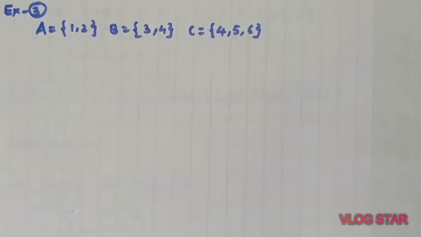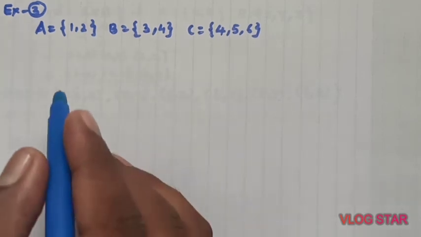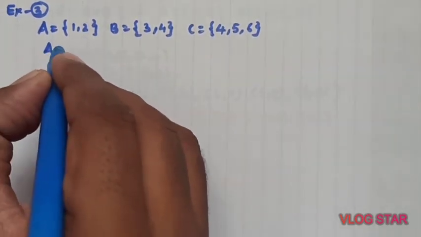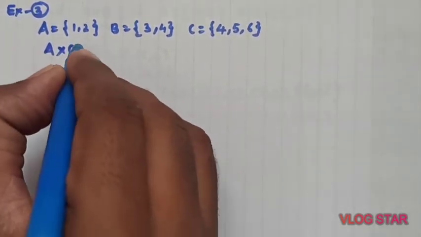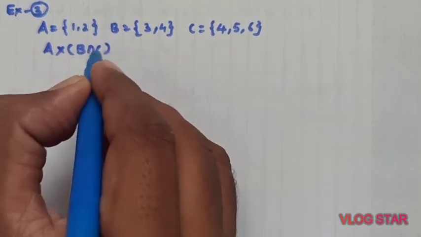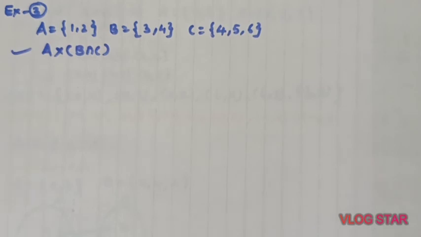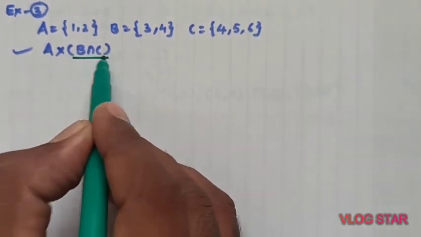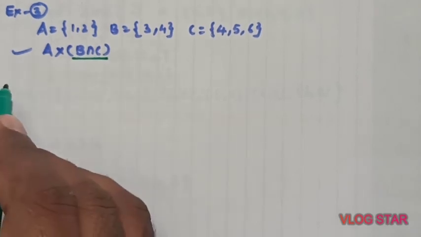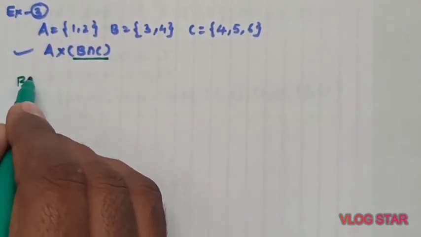We will check one more example where we have A, B and C and we are supposed to determine Cartesian product of A with B intersection C. So in order to find this Cartesian product, look at here. First of all, we need B intersection C. Start with that. B intersection C.